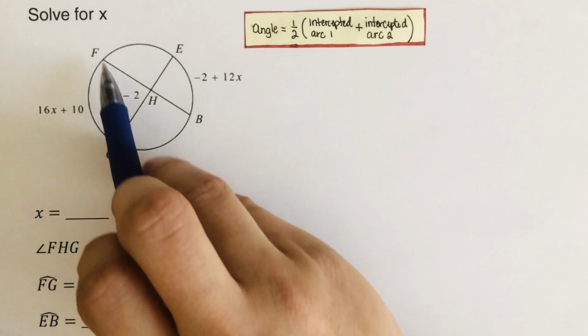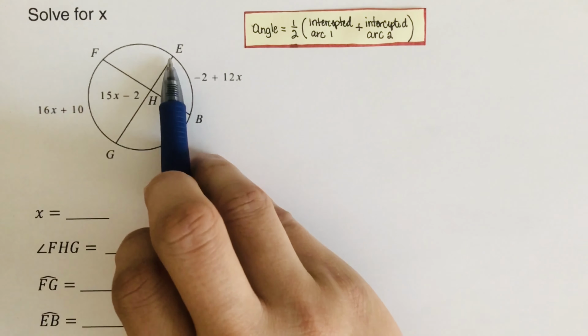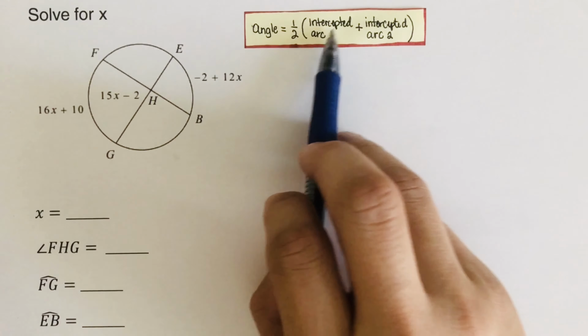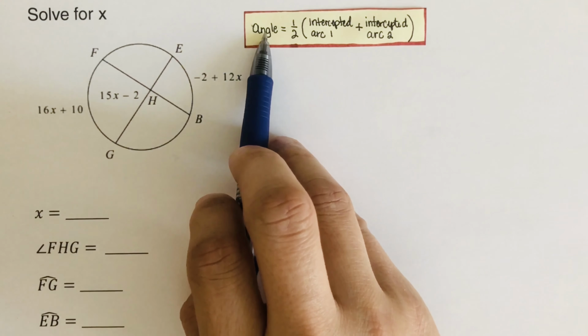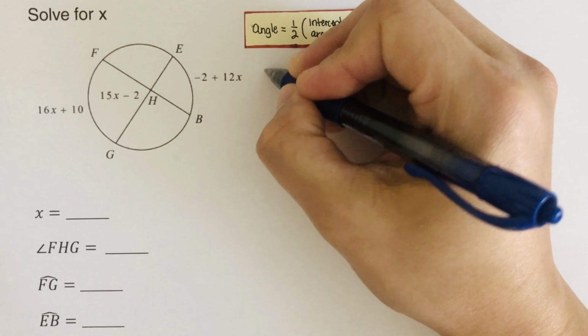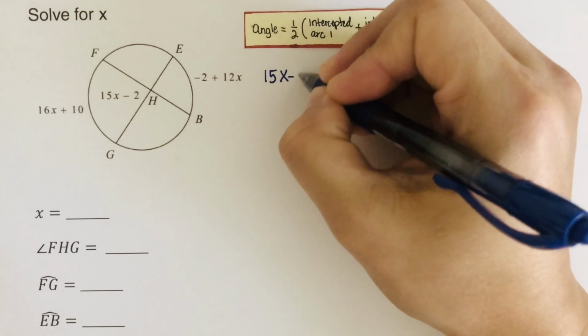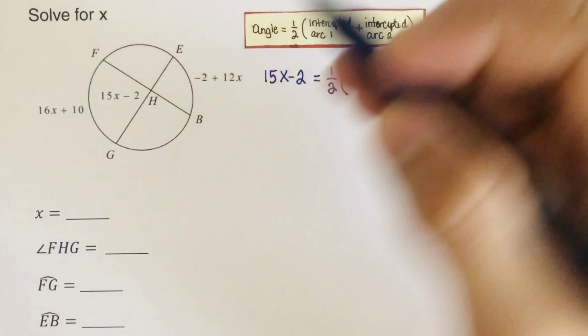So first, this FG is an intercepted arc. This EB is another intercepted arc. But this 15x minus 2 is our angle. So I'm going to put that in here. So that would be 15x minus 2, that was the angle. And that is equal to 1/2 of the first intercepted arc.